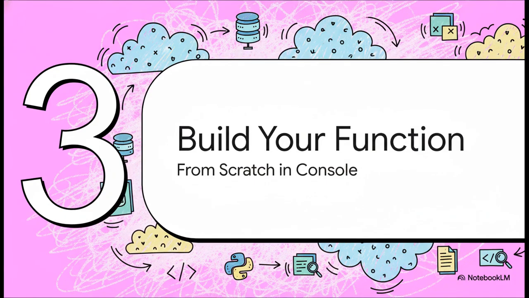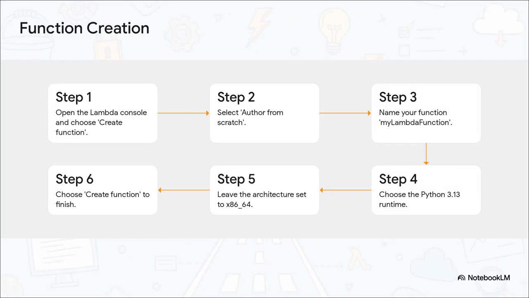With our security checks done, we are officially cleared for takeoff. Let's get to the good stuff, building our very first Lambda function. And we're going to do it right from scratch in the AWS console. The process is actually pretty simple. In the Lambda console, you'll just click Create Function, then pick Author from scratch.